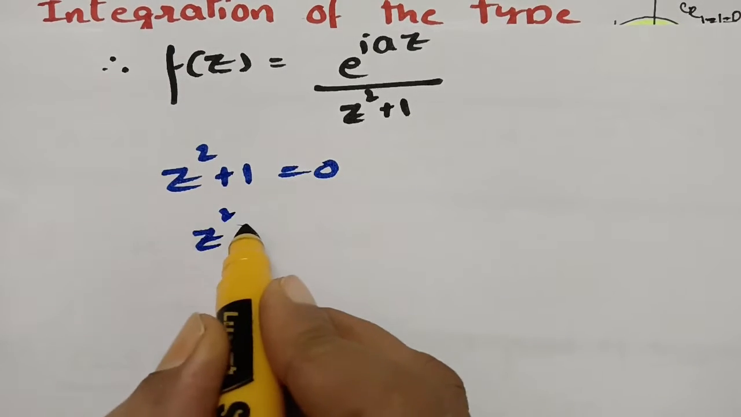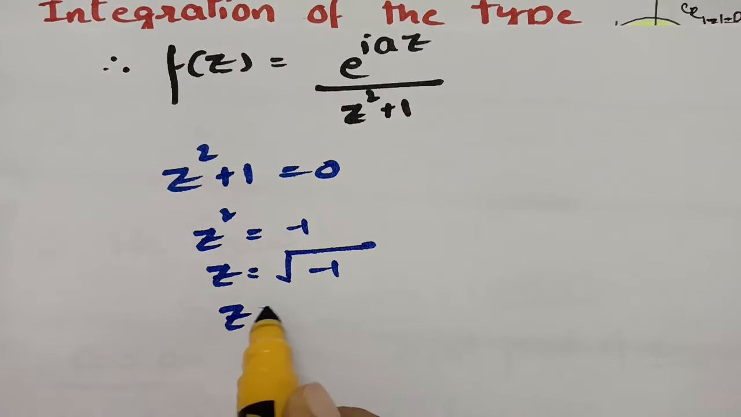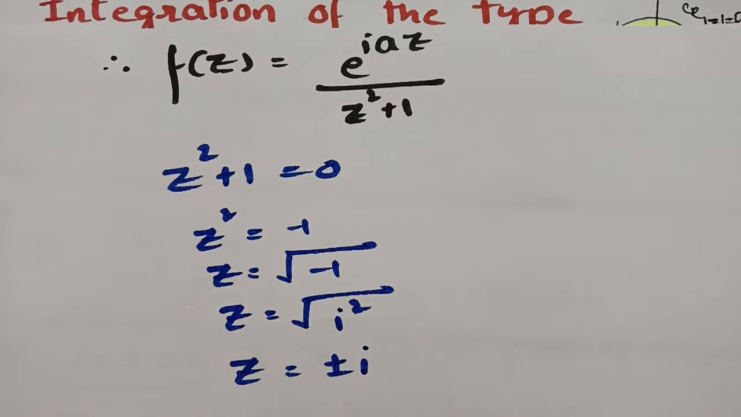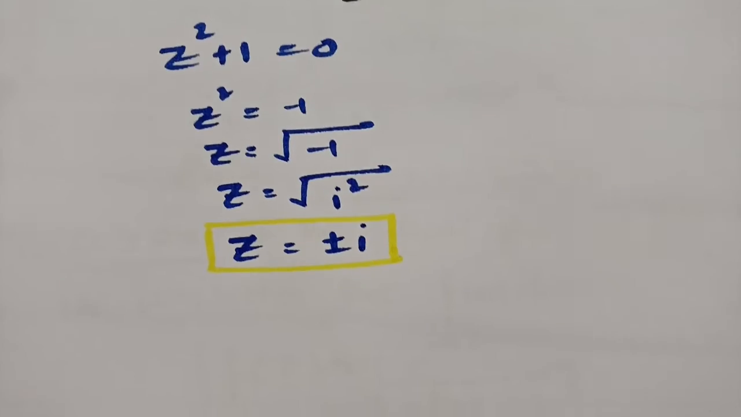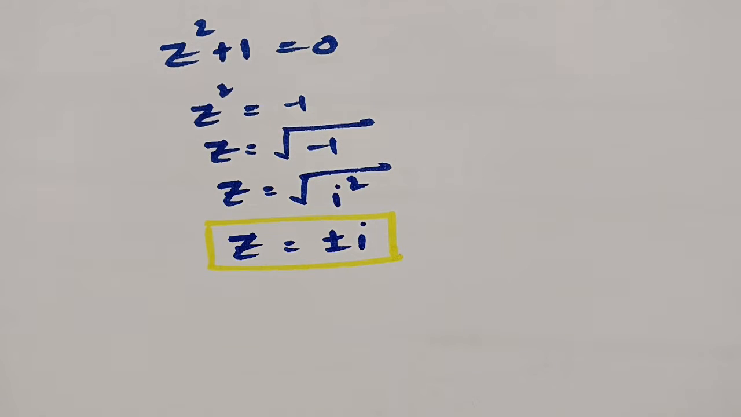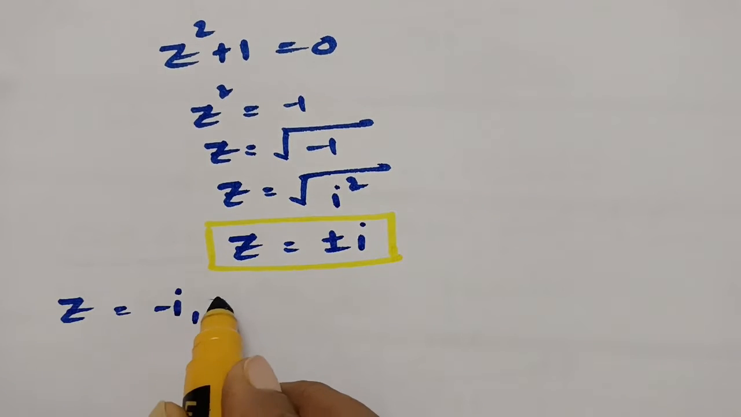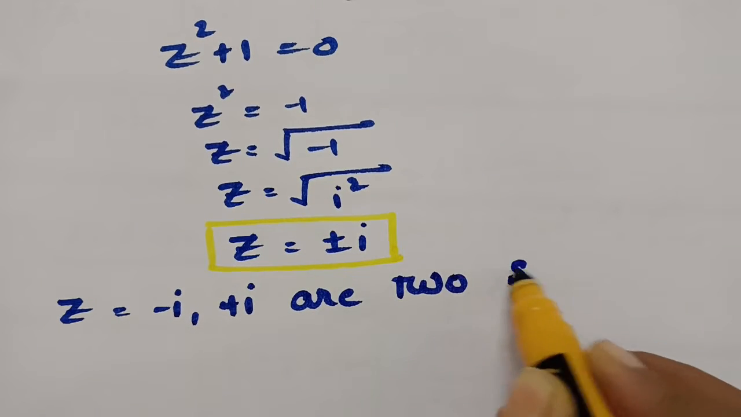So z squared will be minus 1 and z is equal to root over minus 1. Minus 1 can be written as i squared, and the value of z is equal to plus or minus i. So these are the poles, the two simple poles. Minus i and plus i are the two simple poles.